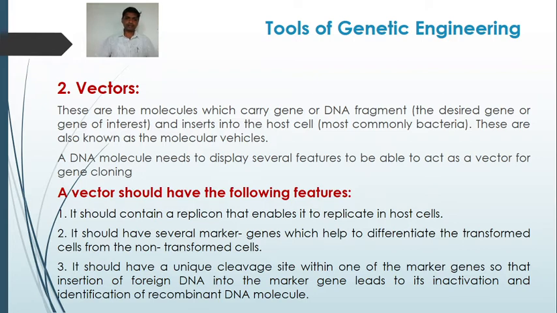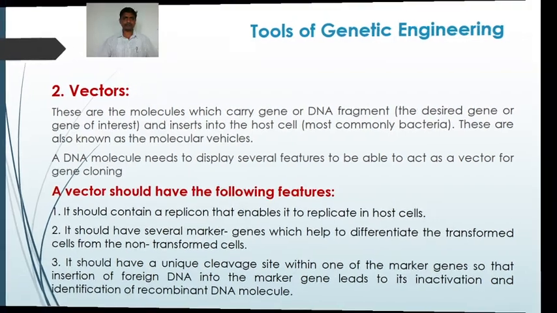Okay, so this is the third important feature of the vector. The vector should have a unique cleavage site within one of the marker genes, so that insertion of foreign DNA into the marker gene leads to its inactivation and it enables identification of the recombinant DNA molecule.